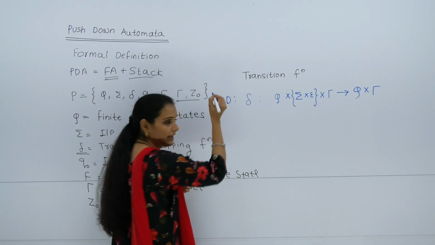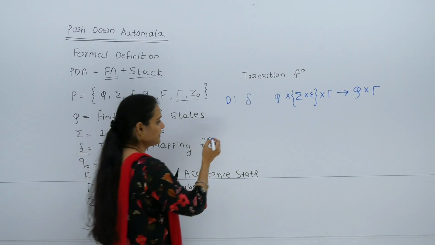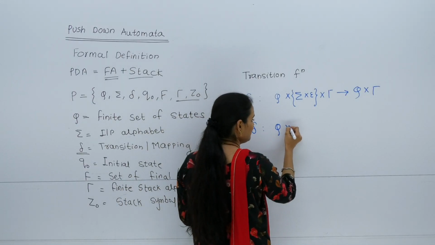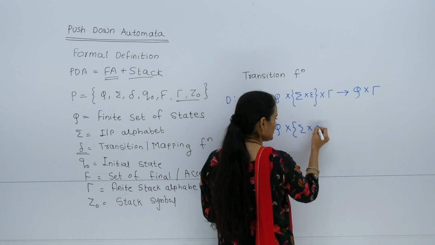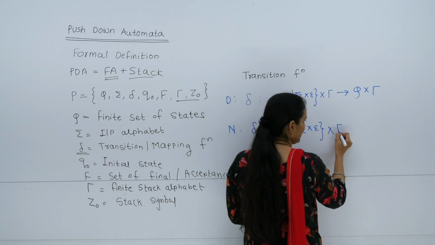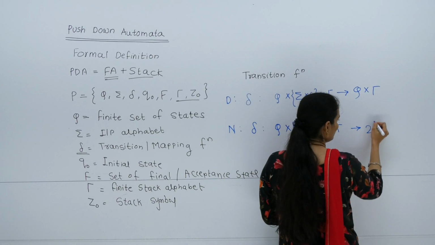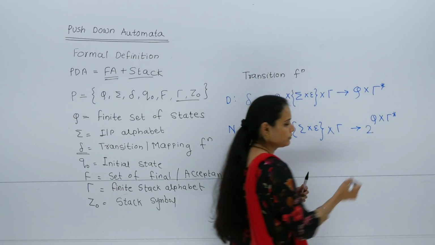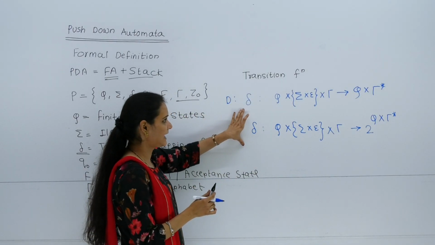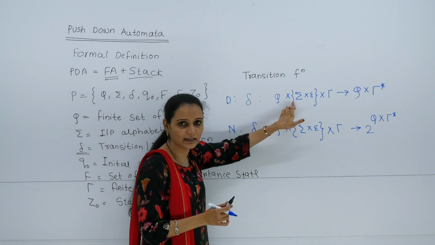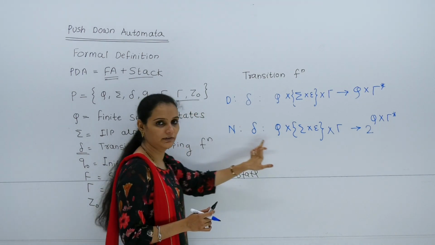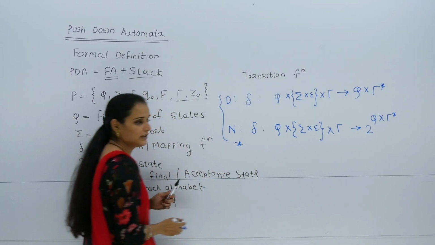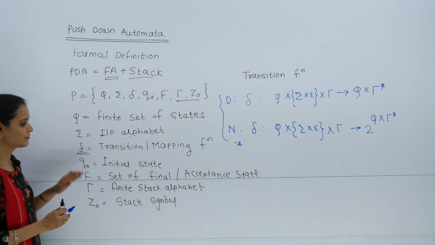Specifically it is for the deterministic push down automata. And when we see the non-deterministic push down automata, for that delta will be Q into sigma into null into uppercase gamma, it gives 2 raised to Q into gamma star. So here it is also gamma star. So that is the transition function for deterministic push down automata and non-deterministic push down automata. So that is a very important point related to the formal definition of the push down automata.